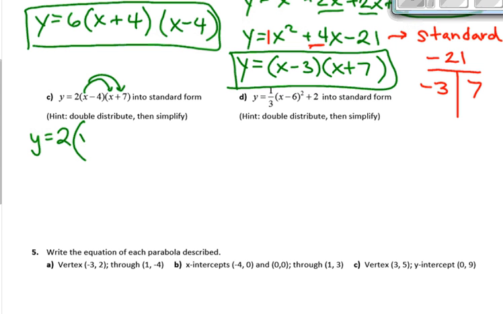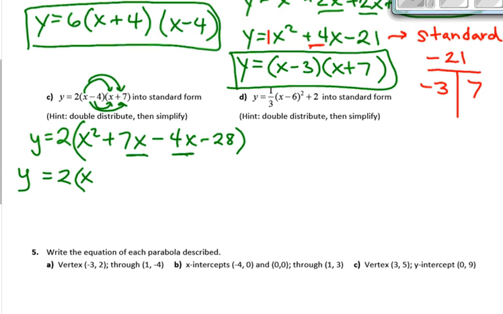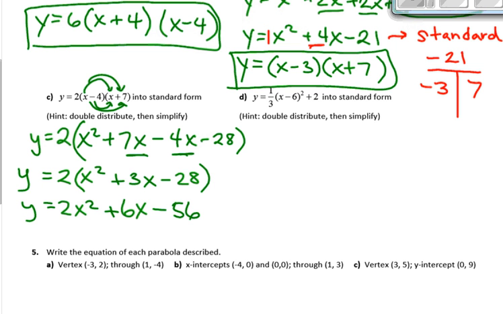So then x times x is x squared. X times 7 is plus 7x. Then distribute negative 4, and we get negative 4x, and then negative 4 times positive 7 is negative 28. Okay, notice I have like terms here, so even before I distribute the 2, I'm going to go ahead and simplify. 7x minus 4x is 3x. And now we can distribute that 2, and we get 2x squared plus 2 times 3 is 6x, and 2 times negative 28 is 56. So that is now in standard form.